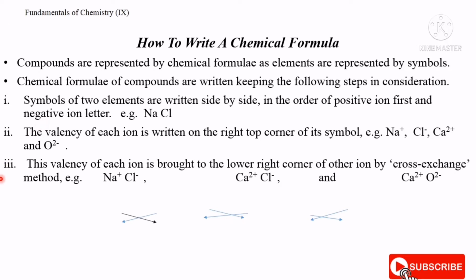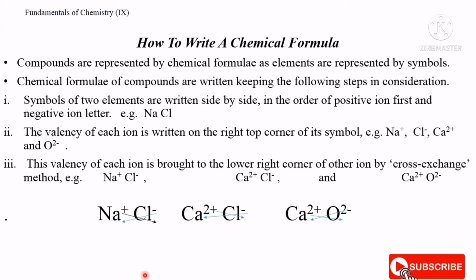And the third point is the valency of each ion is brought to the lower right corner of the other ion by the cross exchange method. Again, listen: the valency of each ion is brought to the lower right corner of the other ion by the cross exchange method. Let's see how.